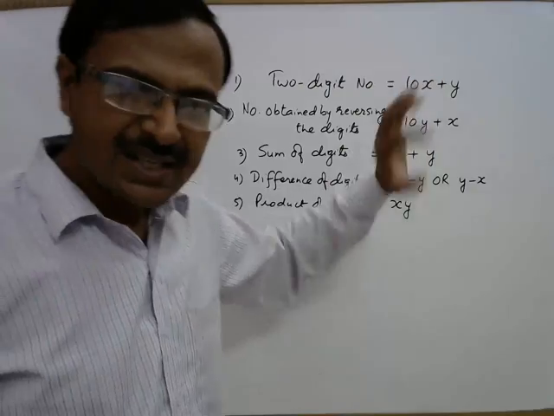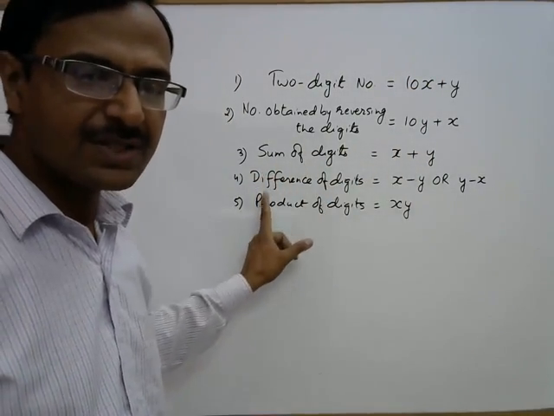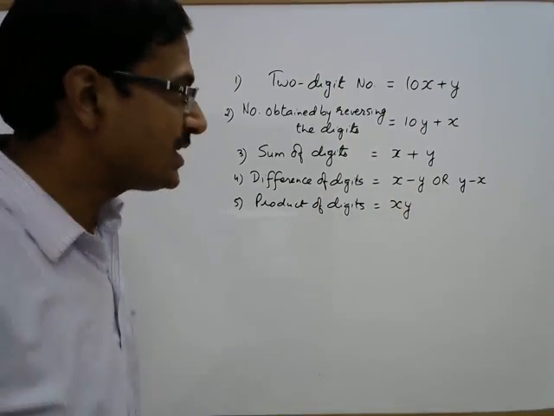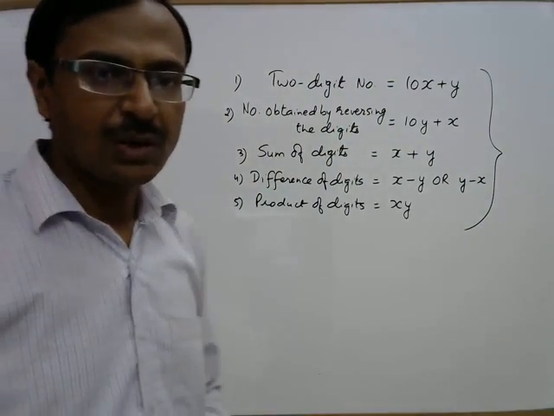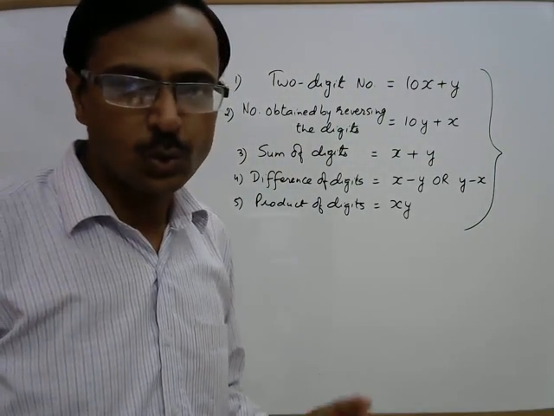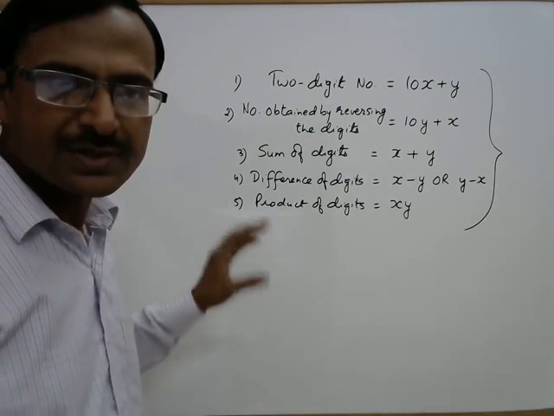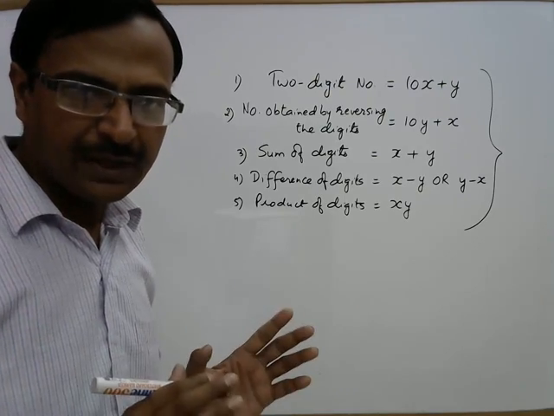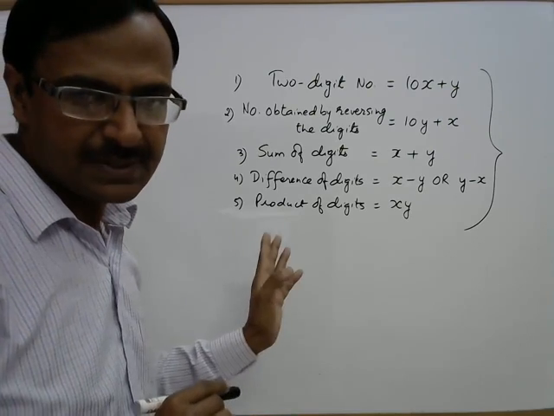Now if the digits are x and y, then the sum of digits is x plus y, the difference of digits is x minus y, and the product of digits is xy. So these are the 5 important things to be remembered for solving questions based on two-digit numbers easily. I hope students the concept is clear. Now whenever we are solving a question, we will use these concepts.